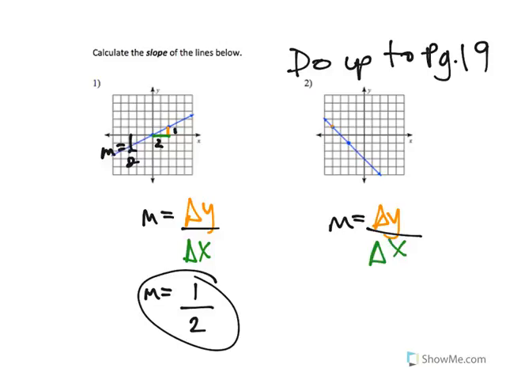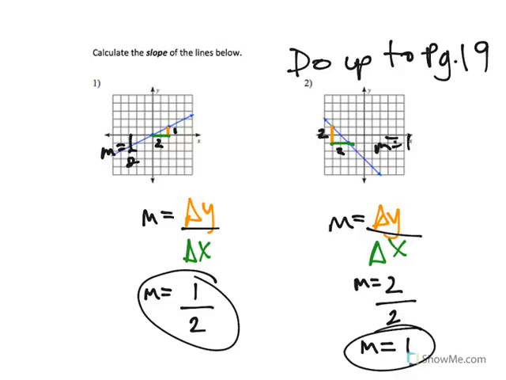I find the change in y here is 2 boxes. The change in x here is 2 boxes. I substitute. And this reduces to 1. The slope of this line here is 1. And that's all you need to know about slope.